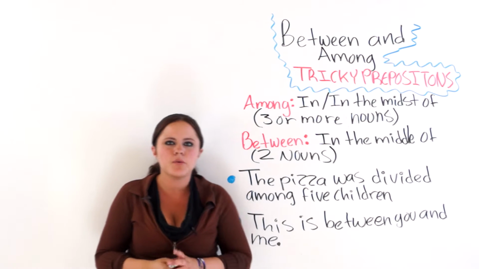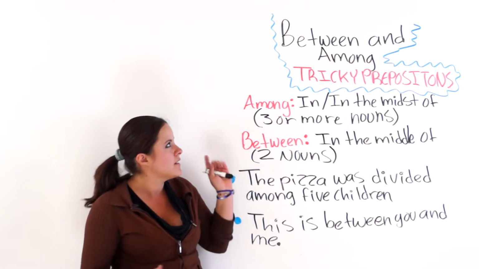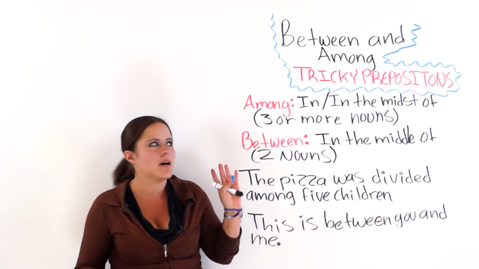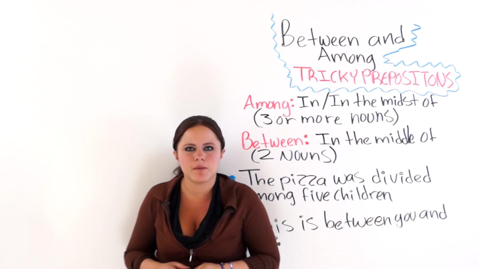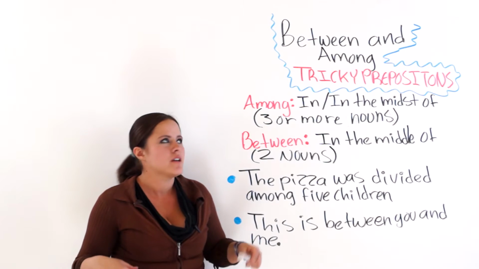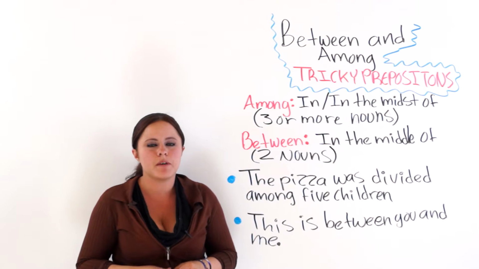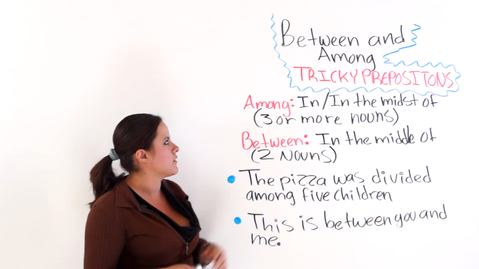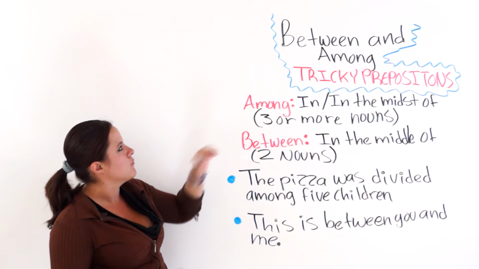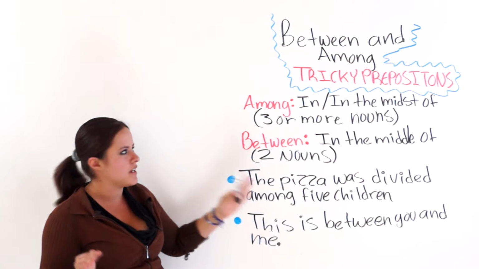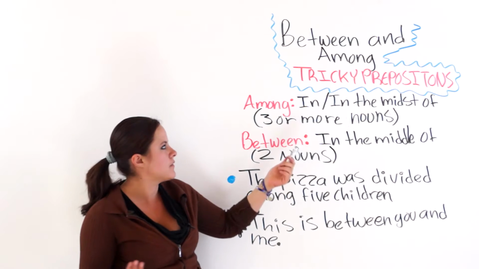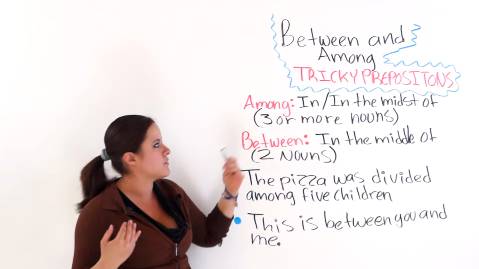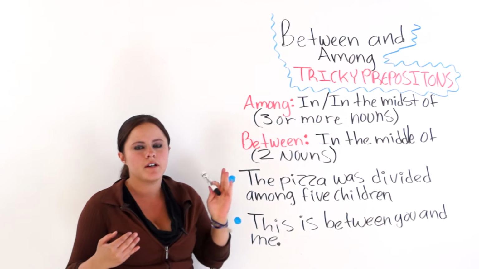In today's video, we are going to talk about between and among. These are tricky prepositions because the definitions may resemble one another. Okay? The first one is among, which means in or in the midst of. And it is used when you're talking about three or more nouns.